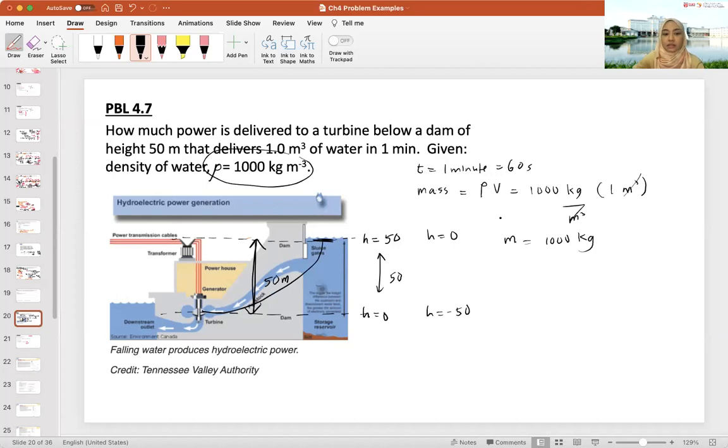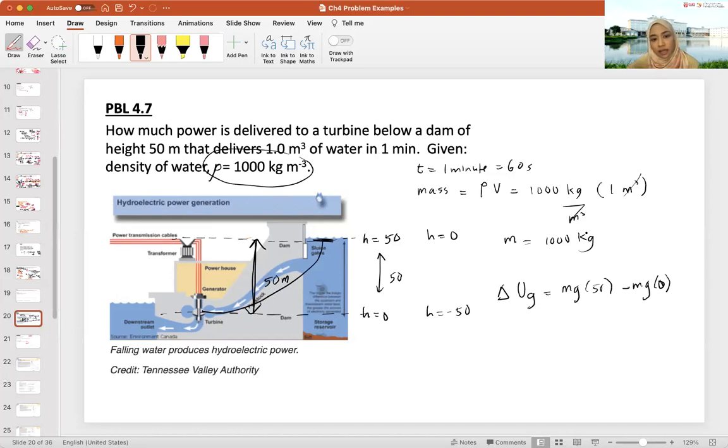Come on guys, what is going on when we have a change in vertical displacement? Apa dia? MGH. We have a change in MGH, that is correct. So when I started from the top and I go down here, or over to the turbine, I have a change in H from 50 to 0. So there is a change in our UG. I started with 50 and then this becomes 0.